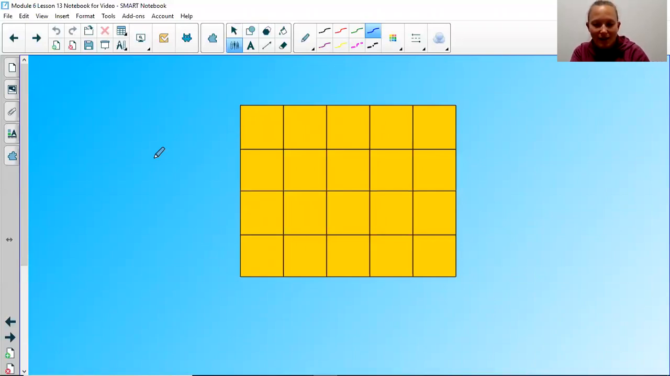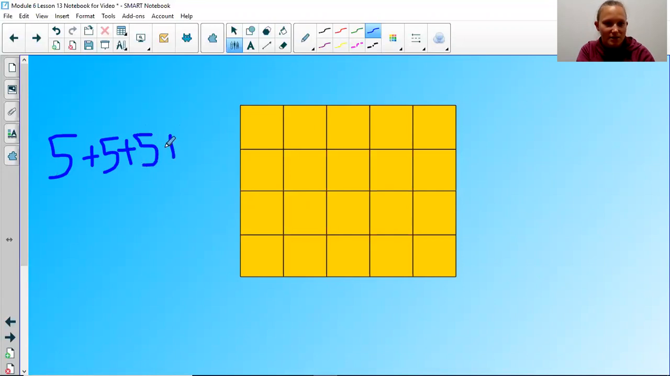I'm going to write an equation to match this. Our equation would be 5 plus 5 plus 5 plus 5 equals, and we know that 5 plus 5 is 10, and another 5 plus 5 is 10, and we know that 10 plus 10 equals 20. So 5 plus 5 plus 5 plus 5 must equal 20. So we have 20 square tiles here.